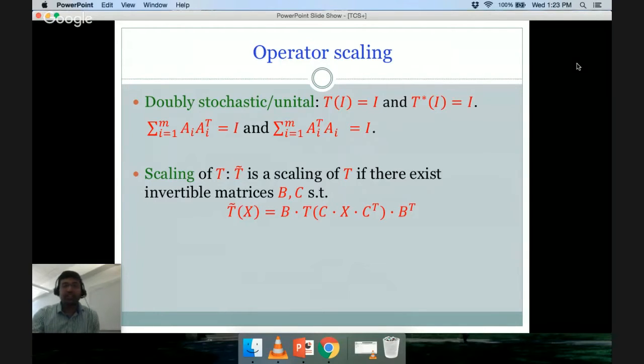Okay, it's easier to see the action on A1 to Am. So the new A tilde i's we get for this operator T tilde is A_i tilde equals B A_i C. So you multiply on the left and the right by invertible matrices. That's what this scaling is doing. All the A1 to Am you multiply on the left and the right by the same invertible matrices B and C. So this is scaling.